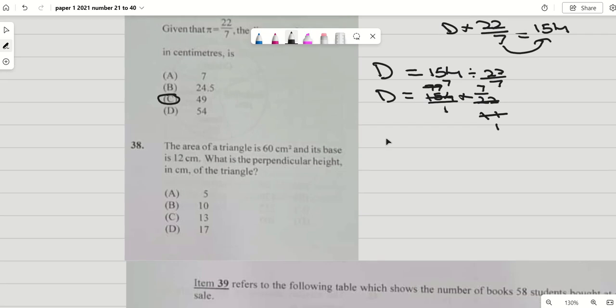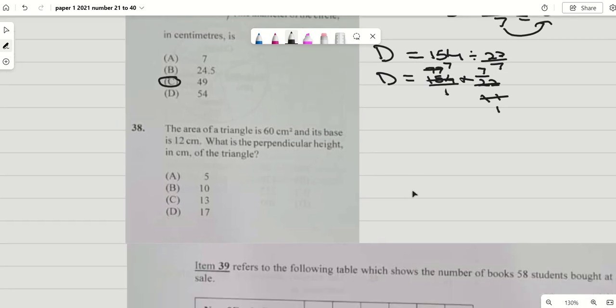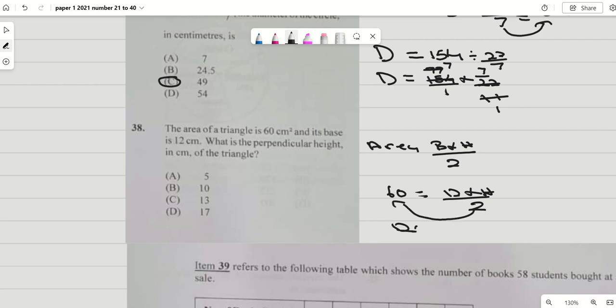This one: the area of a triangle is 60 centimeters squared and its base is 12. What is the perpendicular height? First off, area for a triangle is base times height all over 2. They told you the area is 60, so 60 is equal to 12 multiplied by height all over 2. We want to find the height. You carry across the divide by 2, so that is 2 multiplied by 60, which is 120, equal to 12 multiplied by h.